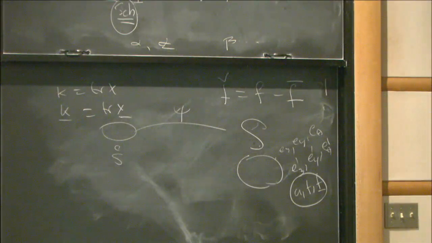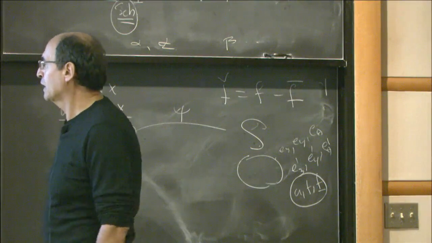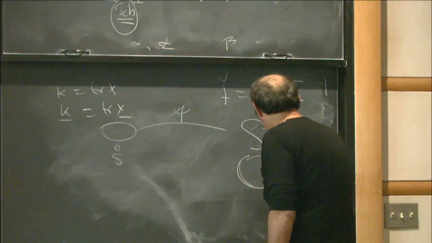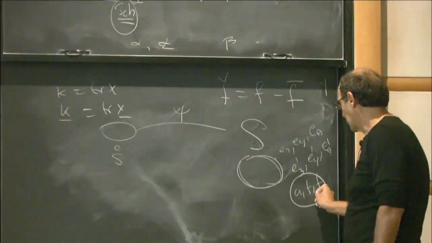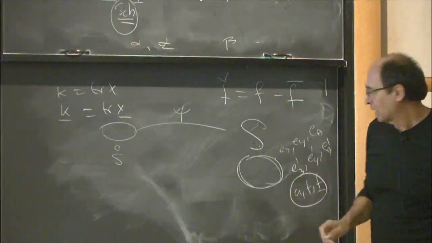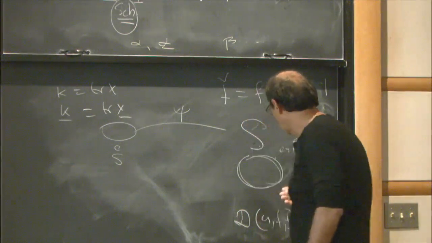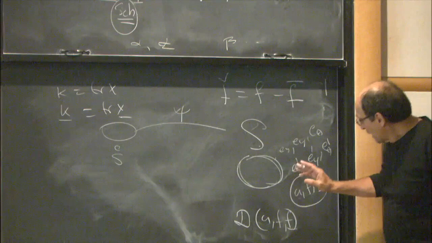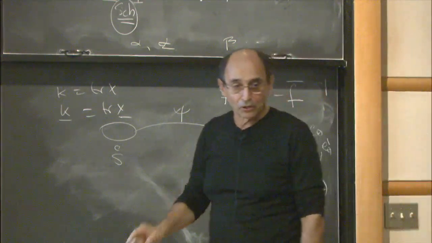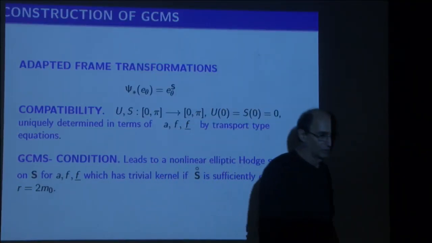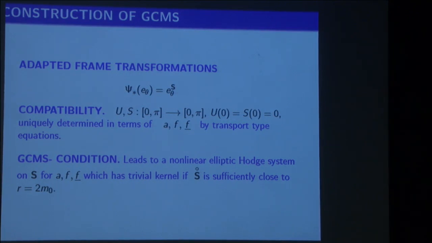so in order to do all this, you need a non-linear elliptic Hodge system. So if I'm on S, the condition that I need on A, F, and F bar, such that those three conditions are verified, is a Hodge elliptic system on A, F, and F bar. Actually, it's not quite, but anyway, it's a Hodge system. The Hodge system is coercive, and this is very important. It's coercive because you are close to r equal to 2m0. Otherwise, it will not be true, right? So you have coercivity because of this. Therefore, this elliptic system, in principle, can be inverted, and you get something.